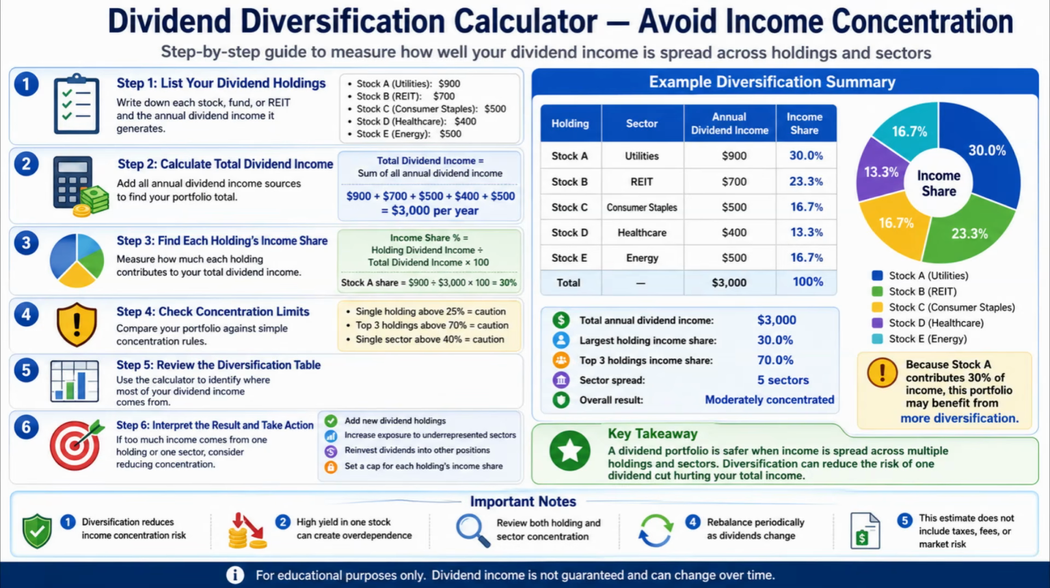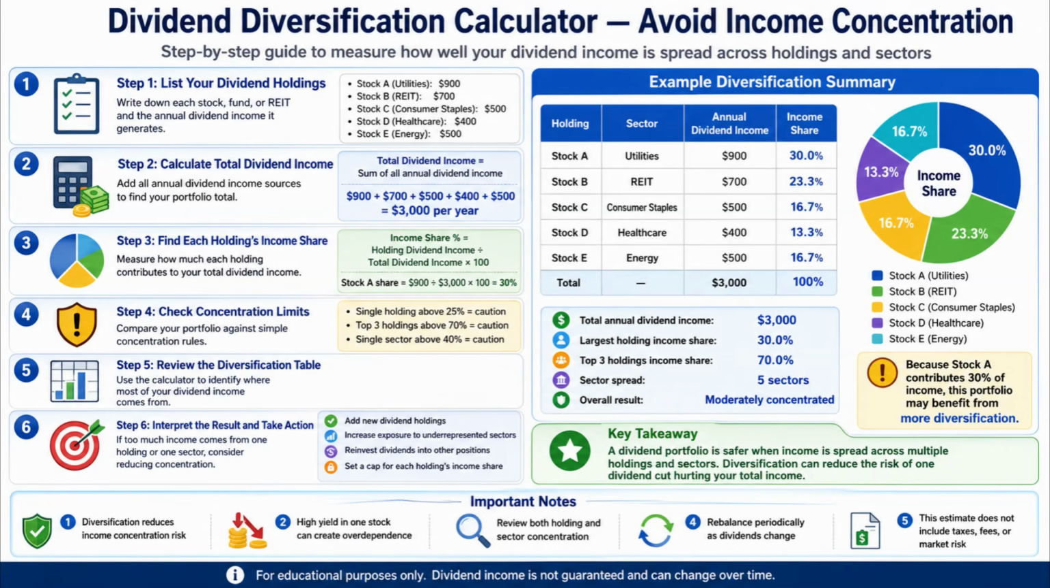Next, we calculate the total dividend income by adding all annual dividend income sources together. So, $900 plus $700 plus $500 plus $400 plus $500 equals $3,000 per year. This total becomes the base number for measuring income concentration.